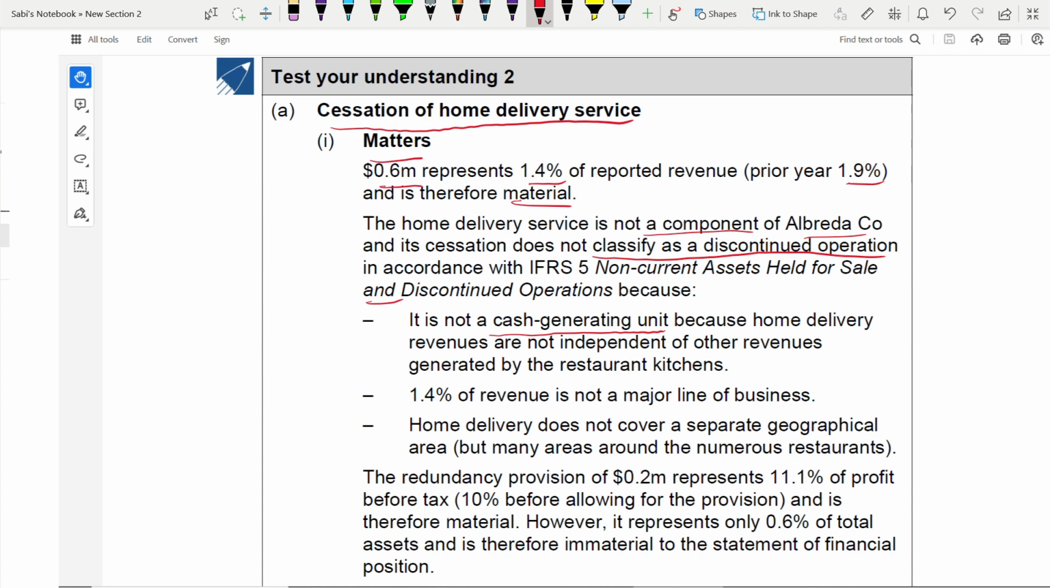Next, if you see 1.4% revenue, this is not a major line of business. For it to be a major line of business, it has to be more than 10%. Okay, it's 1.4%. Third, it does not even cover a separate geographical area, the home delivery. It only covers areas around the restaurant. Okay, so 1 mark for this, 1 mark for this to say it's not a discontinued operation, 1 mark for materiality. The other one is for provision.